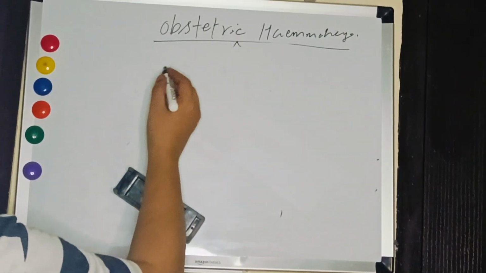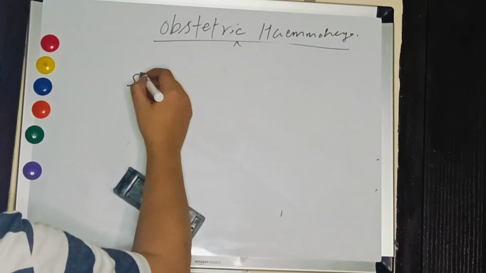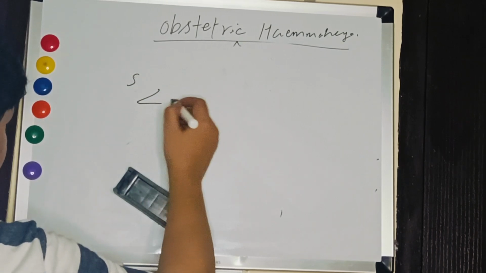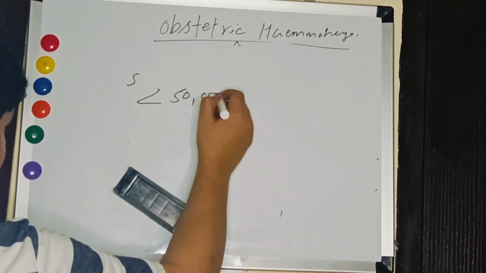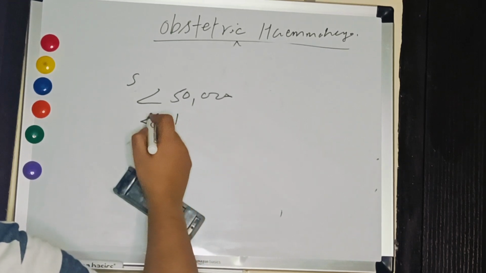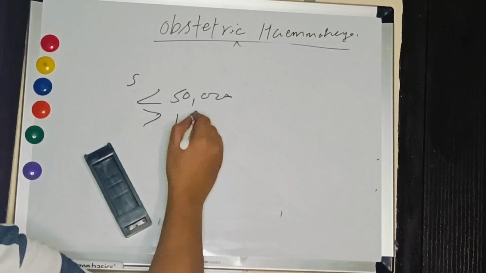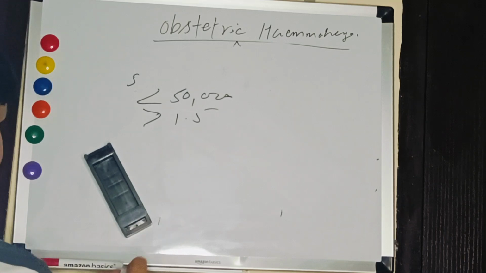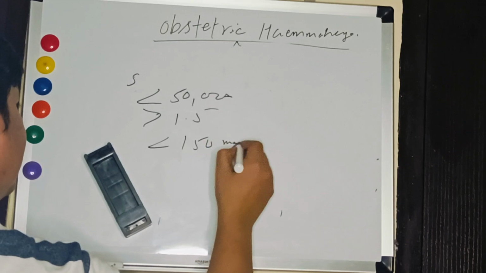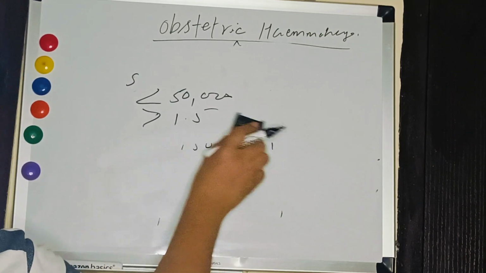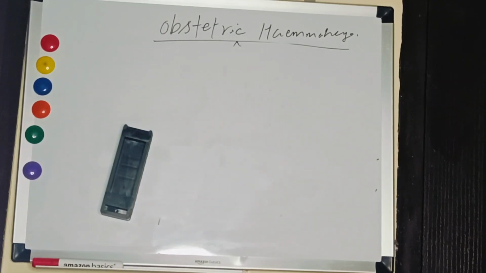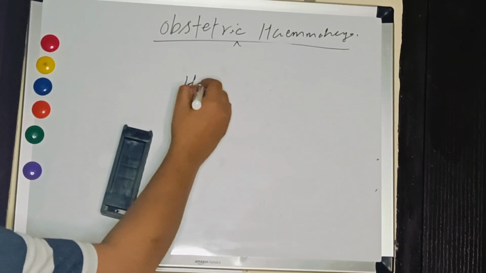Criteria for starting blood transfusion: if platelets are less than 50,000, INR more than 1.5, fibrinogen less than 150 milligram per liter, and risk of bleeding, and hemoglobin less than 8.